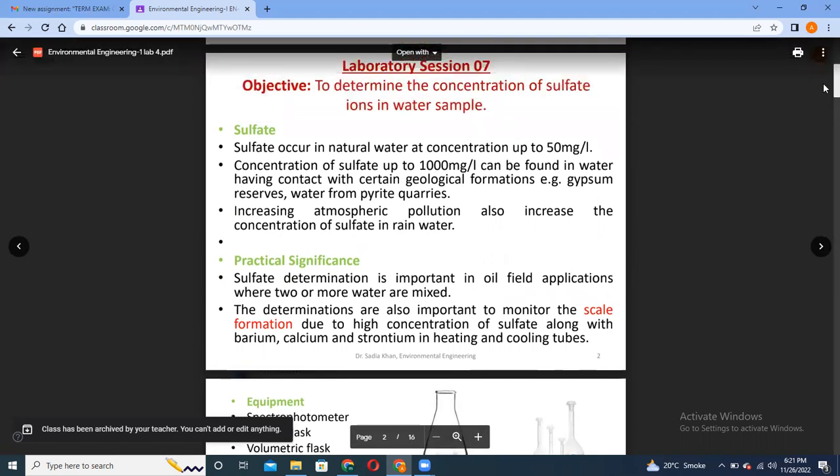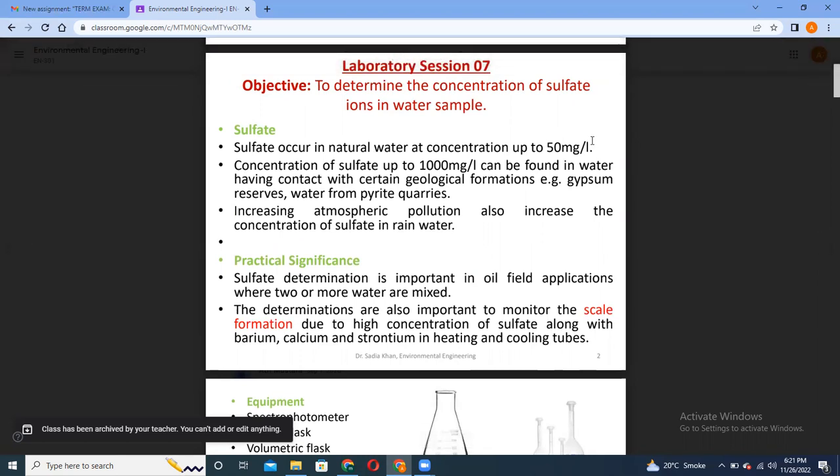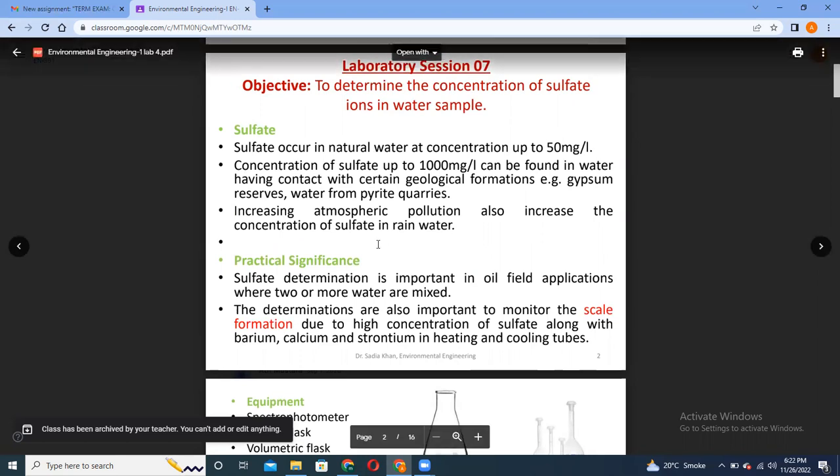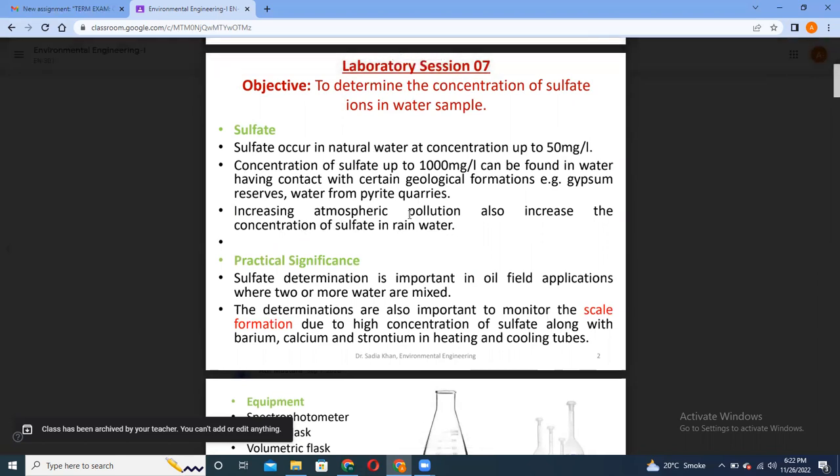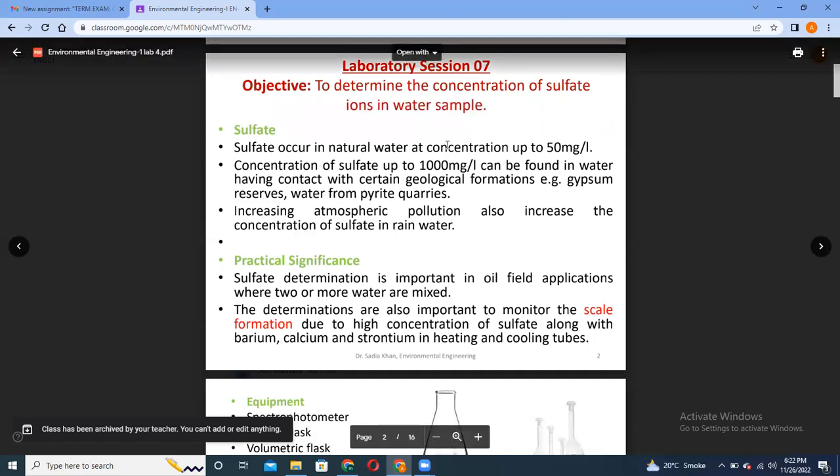And what is sulfate? Sulfate occurs in natural water; water contains sulfate particles up to a concentration of 50 milligrams per liter. Increasing atmospheric pollution also increases the concentration of sulfate in rain. So this is the major part of this lab. We'll discuss another lab in the next video.